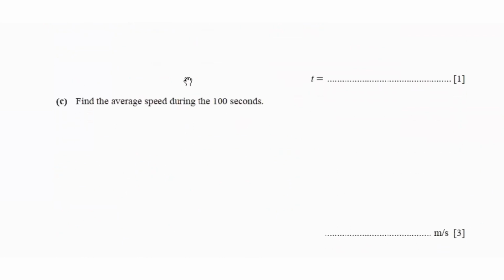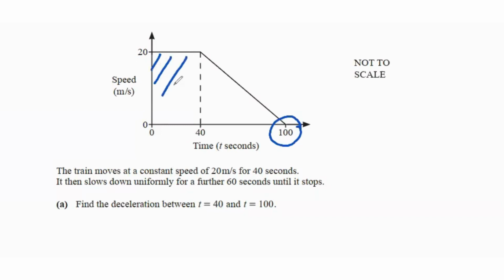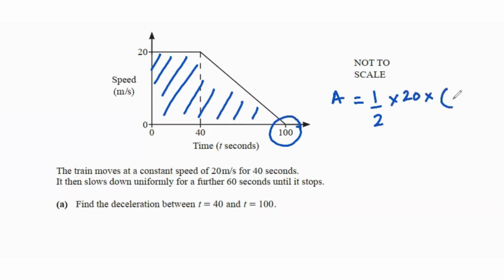Find the average speed during the 100 seconds. So we need the distance for that. Already have the time, that's 100. So distance is basically going to be your area under the speed time graph. So it's a trapezium. So area would be 1 over 2 times the height, which is 20, times sum of parallel sides. One parallel side is 40 and the other is 100.